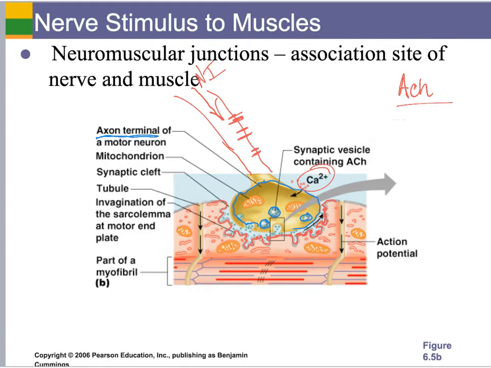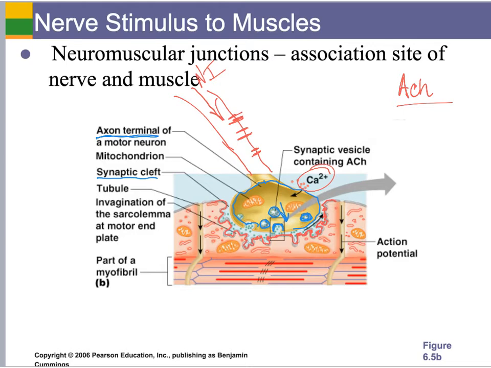And so they're moving down towards the membrane, and pretty soon they'll fuse with the membrane and release their contents across that space. And that space is called the synapse, or the synaptic cleft. These synaptic vesicles are the vesicles that contain the ACH, the neurotransmitter.